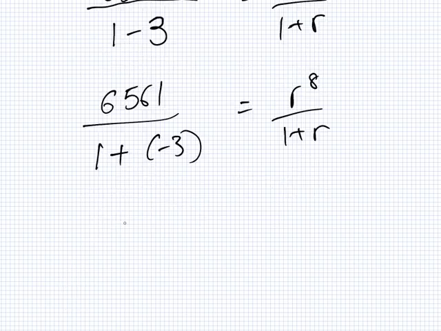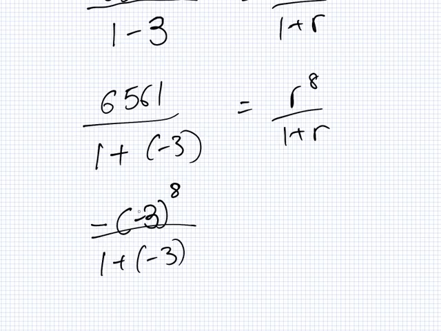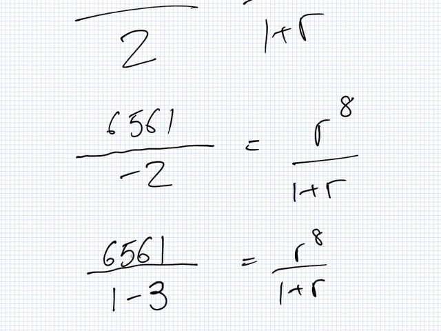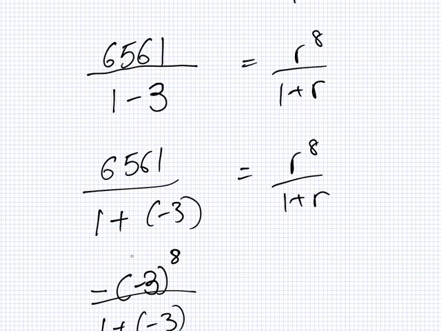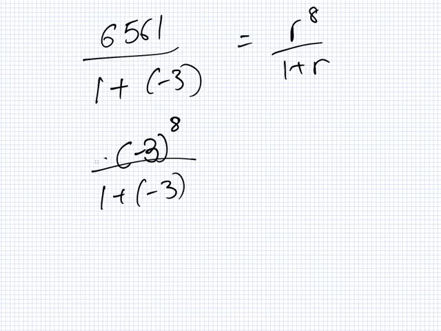So now I can change this into (-3)^8 all over 1 + (-3). This here is still 6561 because the minus will be a plus. And this minus here makes the top a minus, but the bottom will be a minus, so in total it's a plus. No, I need a minus. Something went wrong. That's right, don't need the minus, sorry. Equals r^8 over 1 + r. So r = -3.